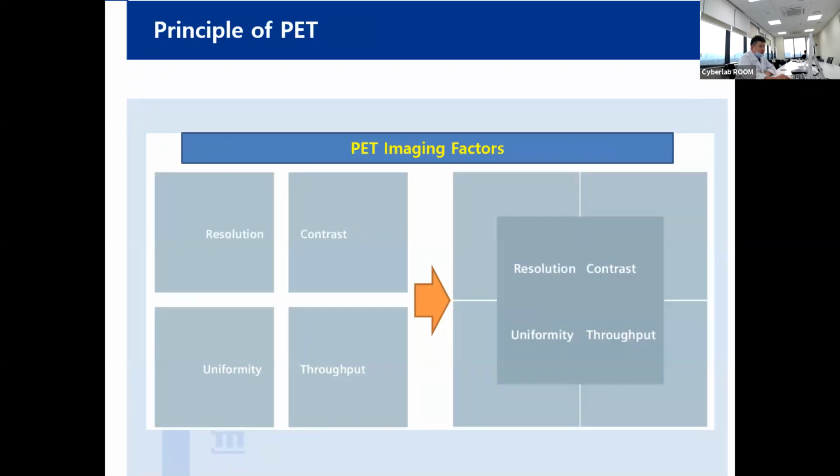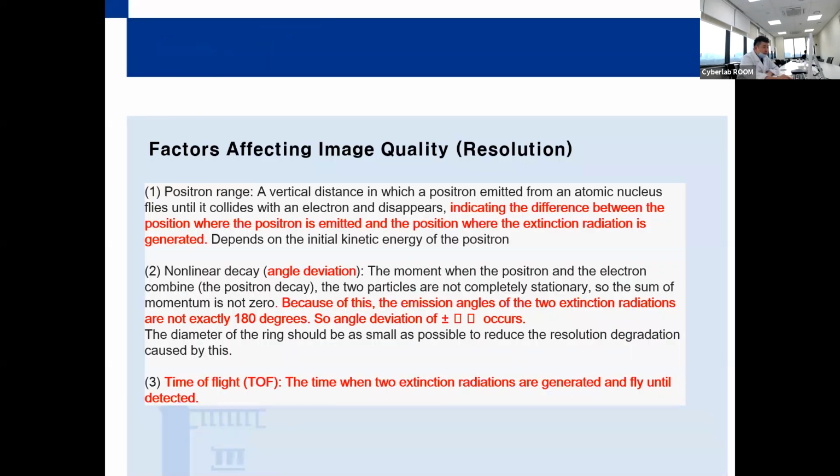As you know, the PET imaging factors are resolution, contrast, and uniformity. As a radiologist, I should make images with these factors in harmony. These are the factors affecting image quality, especially resolution. The first is positron range. The second is non-linear decay. The third is time of flight. Some hospitals don't have this system, but we have a time of flight system. You can look up time of flight on the internet. It is the time from when the annihilation radiation is generated until it is detected. I will explain it specifically later.